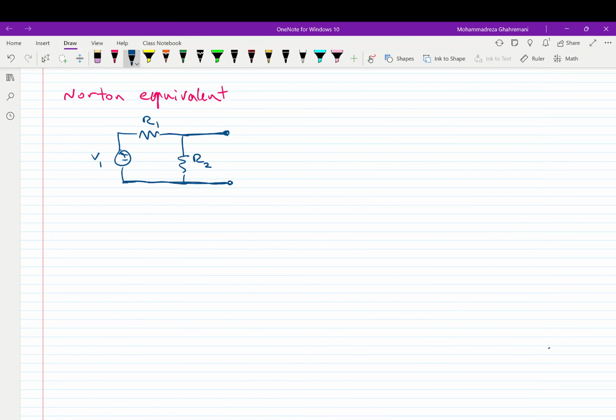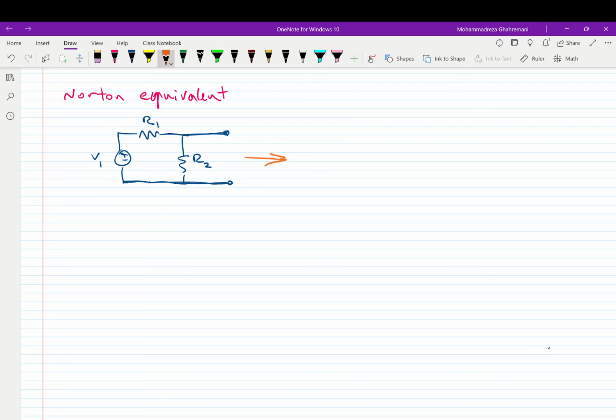Okay, in this lecture, I'm going to talk about an example of finding a Norton equivalent of a circuit. But before discussing the example, I want to remind you of something and discuss one point that maybe is new for this class.